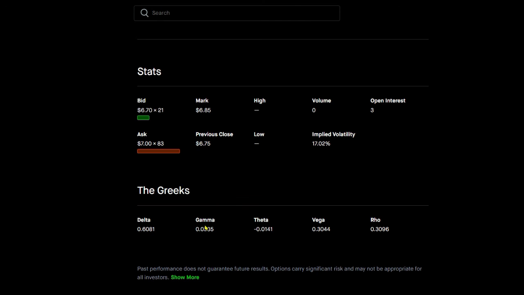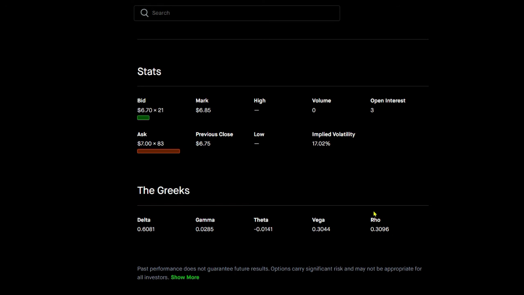And fourthly, we have Vega. The Vega tells us how much the option price will be moved based on implied volatility. So if the implied volatility goes up by 1%, specifically by 1%, our Vega tells us that our option's value will increase by 30 cents. And if the implied volatility goes down by 1%, our option's value will go down by 30 cents.